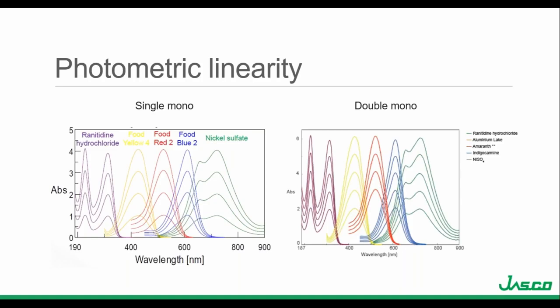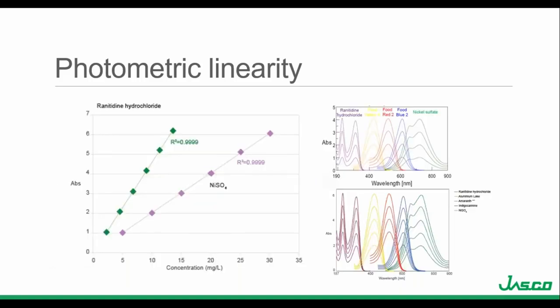So the image on the left shows the photometric range for our single monochromator instrument, while the image on the right shows the photometric range for the double monochromator instrument. So they have high photometric linearity, 4 in the single and about 6 in the double, but not only do our spectrophotometers have this wide photometric range, we're also unique in that that range covers the entire wavelength range. So we're looking at 190 nanometers to 900 nanometers, and that photometric range is consistent throughout that whole wavelength range.